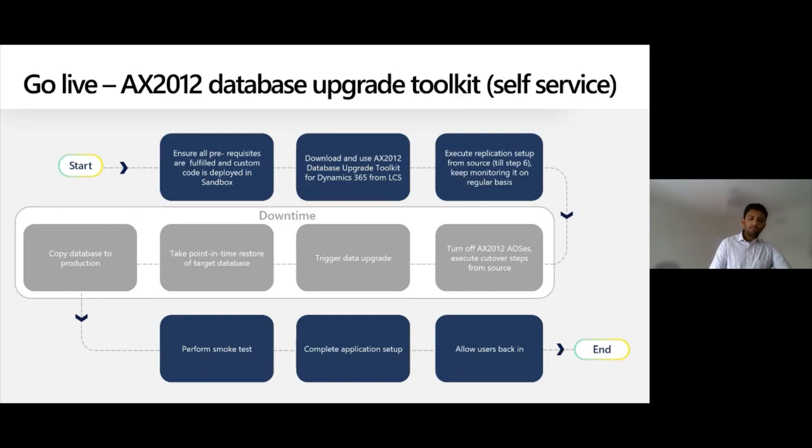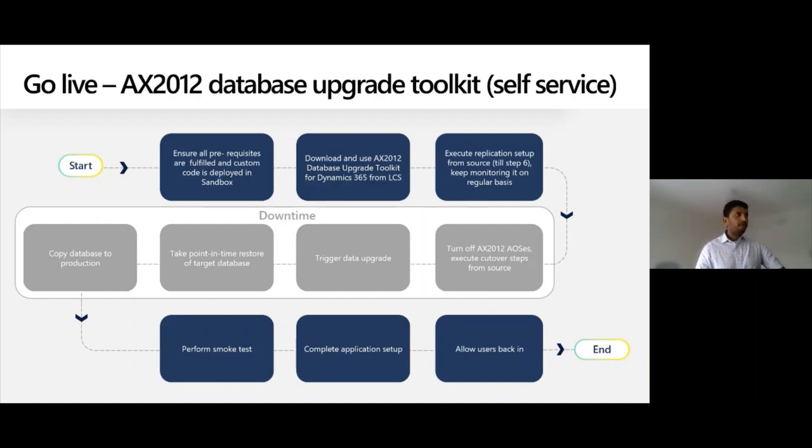So your go live process with the self-service environment will look like this. Ensure all the prerequisites are fulfilled. Deploy your complete custom code, the code that has been upgraded from 2012, into the sandbox environment. It is important that you first deploy the code package and then start with the data upgrade, because once you start the data upgrade, you will not be able to update any of the code in the sandbox environment.